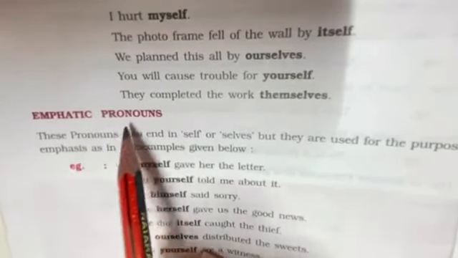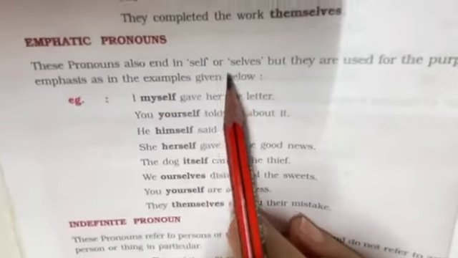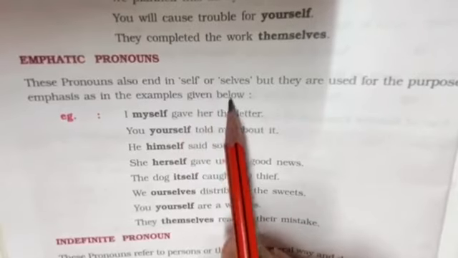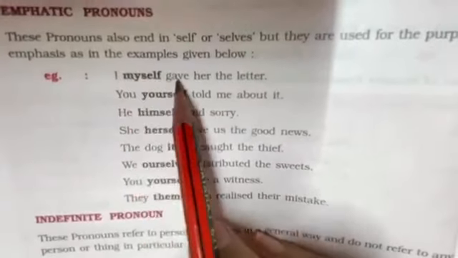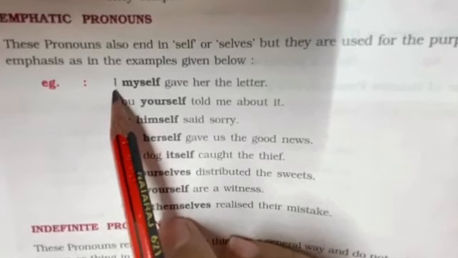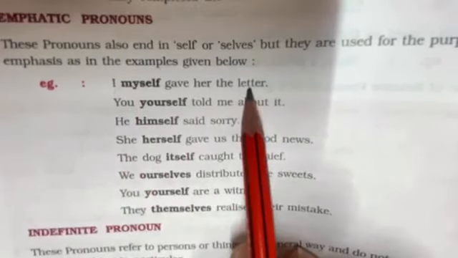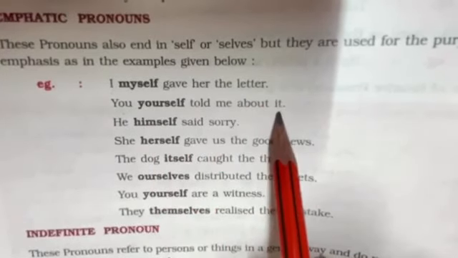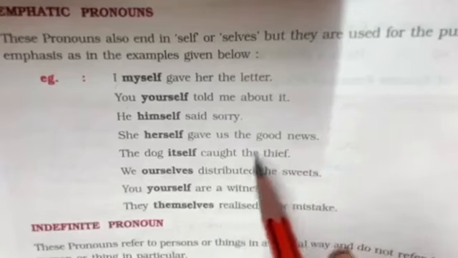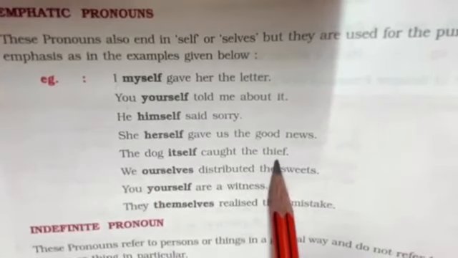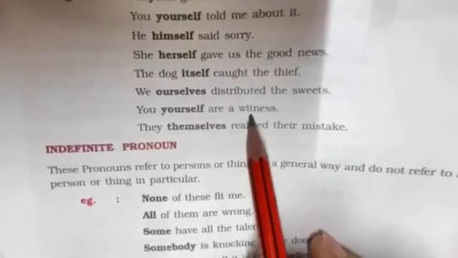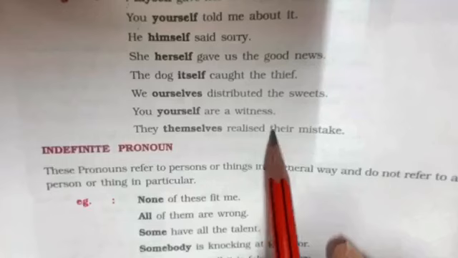The next kind are the emphatic pronouns. These pronouns also end in self or selves, but they are used for the purpose of emphasis, as in the examples given below. I myself gave her the letter. Myself is used here to emphasize the pronoun I. You yourself told me about it. He himself said sorry. She herself gave us the good news. The dog itself caught the thief. We ourselves distributed the sweets. You yourself are a witness. They themselves realized their mistake.